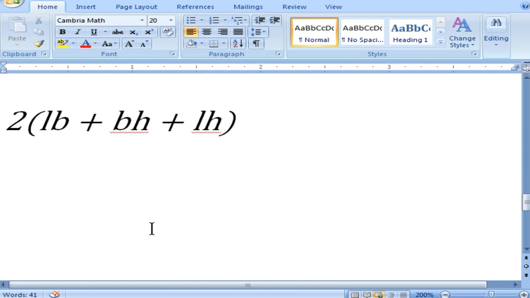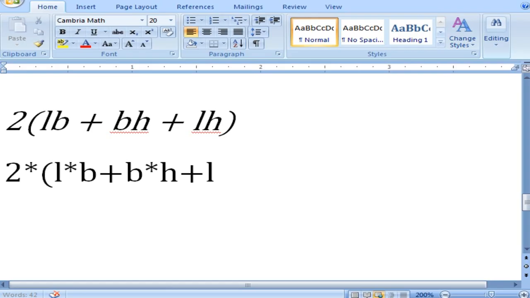Okay. Next is 2 into LB plus BH plus LH. So how to write this? So 2 asterisk open bracket L into B. For every operand, you should have an operator in between. You have to make sure that you have an operator. Then L into B, L into H. Okay, then semicolon. So you don't have a mathematical function for this.